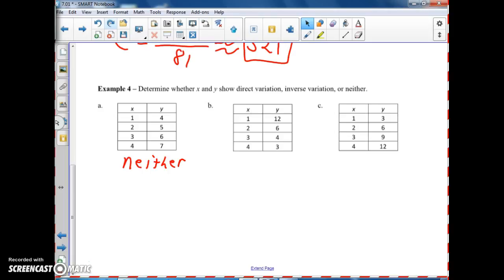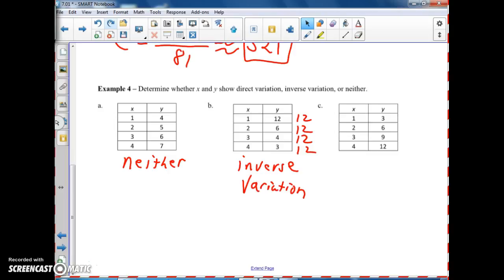Okay, let's go to B. 1 times 12, 12. 2 times 6, 12. 3 times 4, 12. 4 times 3, 12. Okay, what's that going to be? Inverse, right. When you multiply and you get the same number, it's inverse variation. You got it. That's how easy this is. You have problems like this for homework. Okay, let's get to the next one.